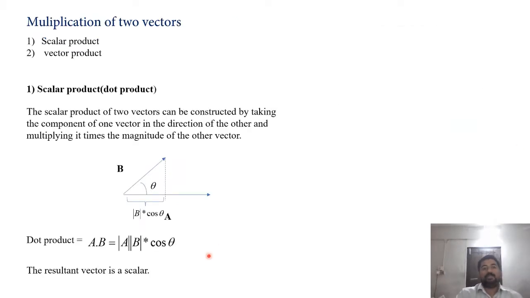So finally you look at multiplication of vectors. So we can multiply 2 vectors or 3 vectors. This is also a problem. So there are 2 types of vector multiplications. These are called scalar multiplication and vector multiplication, or scalar product or vector product.